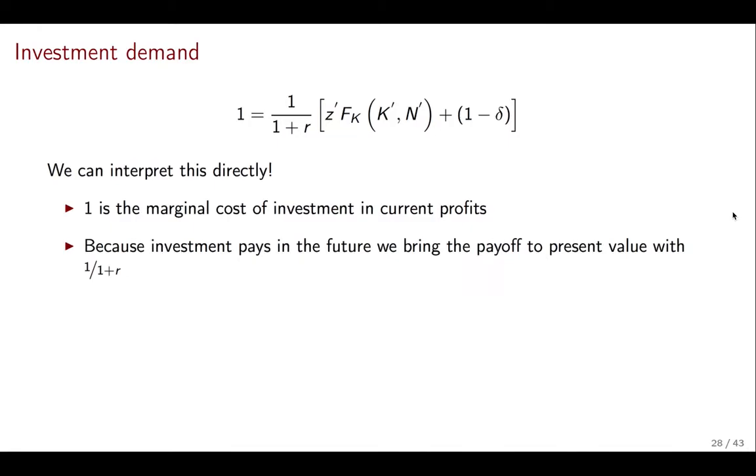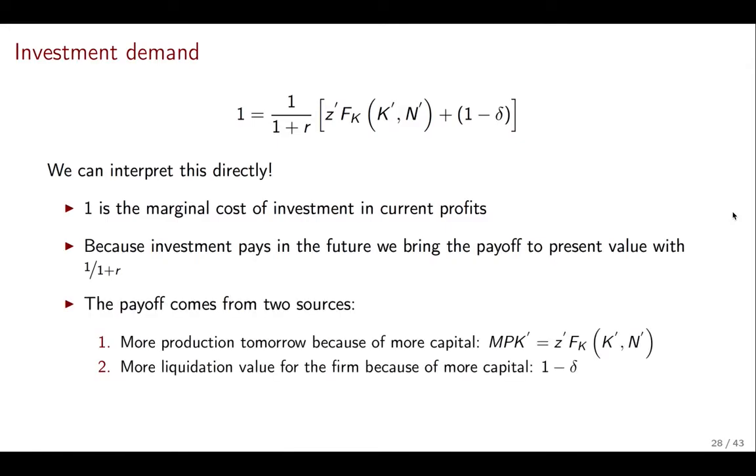Now, because investment pays in the future, we need to bring the payoff of investment to present value. We use 1 over 1 plus R for that. As always, that's going to give us the value of future units in terms of present units. Now, the payoff is going to come from two sources. Having more investment means having more capital. Having more capital means having more output. So the marginal product of capital tomorrow, how much additional output I get because of the additional capital I got, because of the additional investment I got, is going to be part of the payoff I get from investment.